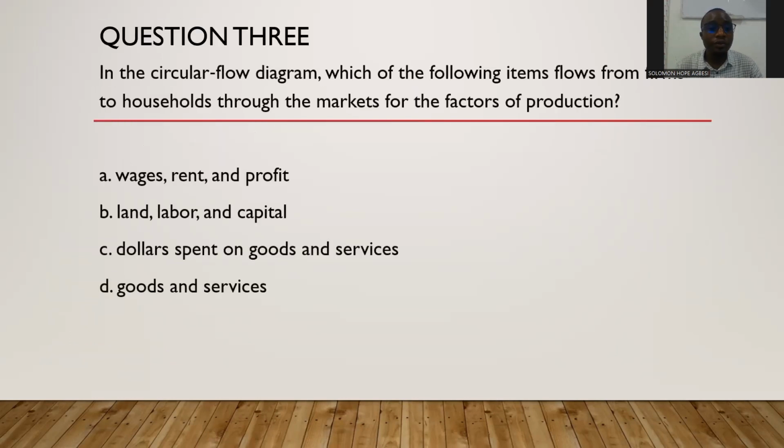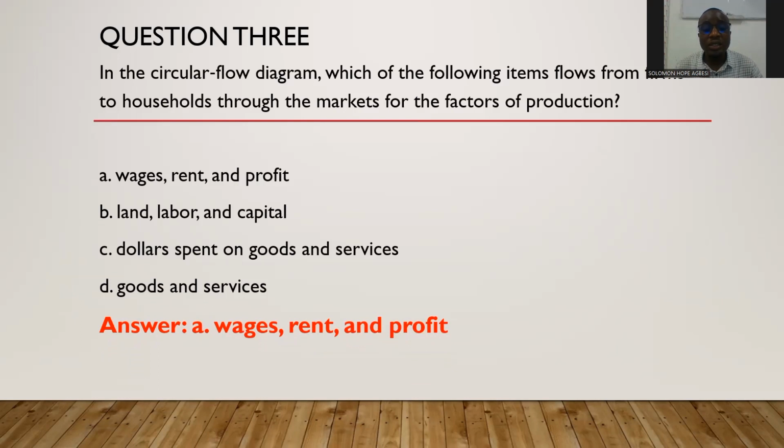Question 3. In the circular flow diagram, which of the following items flows from firms to households through the markets for the factors of production? A, wages, rent, and profit. B, land, labor, and capital. C, dollars spent on goods and services. And D, goods and services. The right answer is A, wages, rent, and profit.